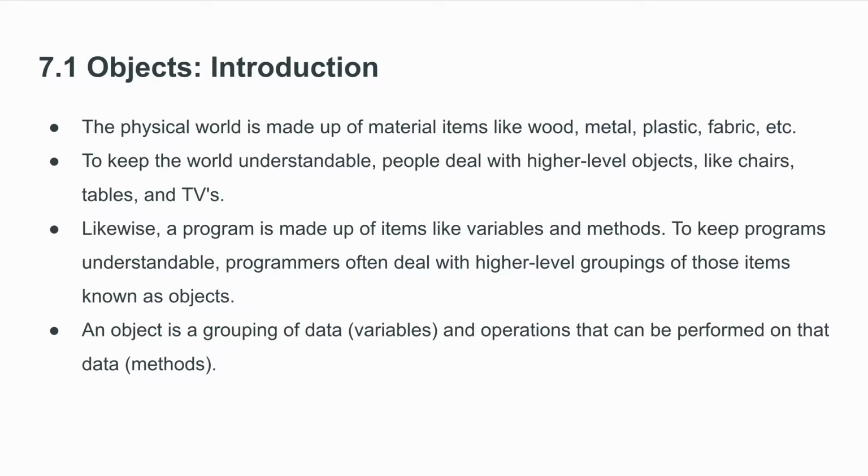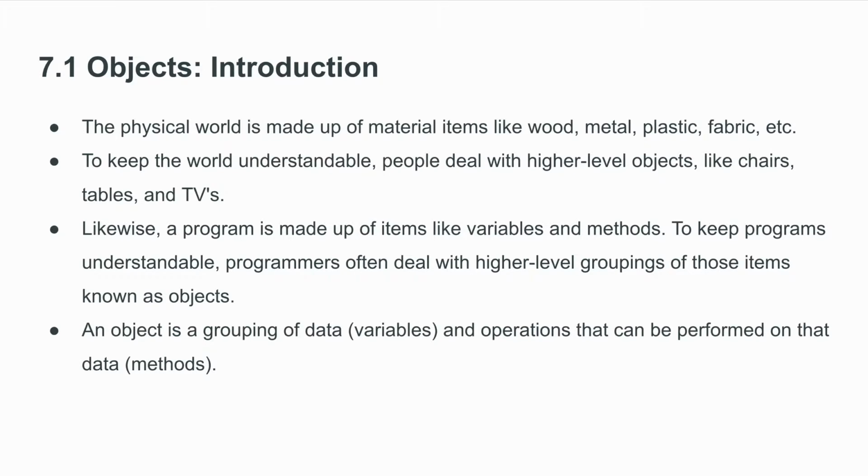7.1 Objects. The physical world has a lot of different materials around you, with metal, plastic, or any other thing sitting around you. In order to understand, keep it simple, people deal with higher level objects like chairs made up of wood, as well as tables made up of wood or plastic, or any other material. They try to perceive things as higher level objects.